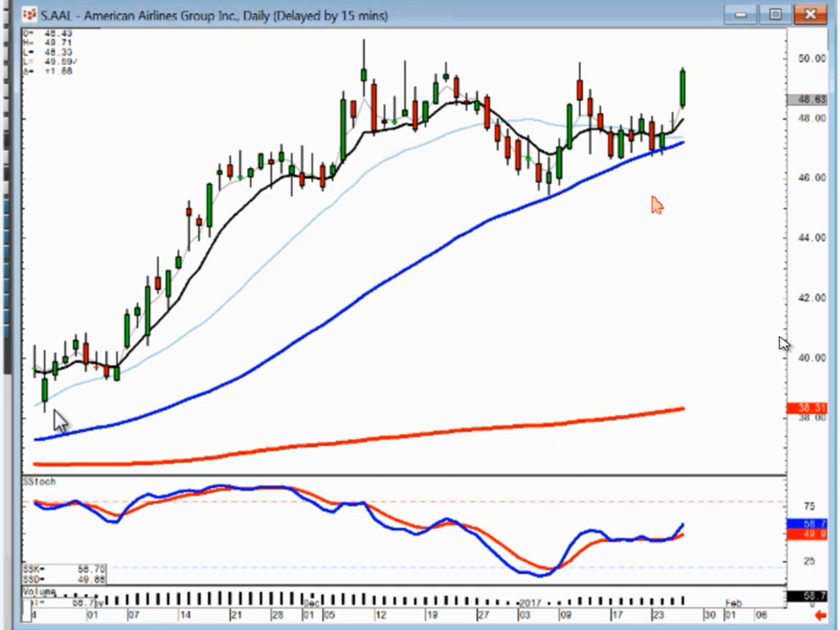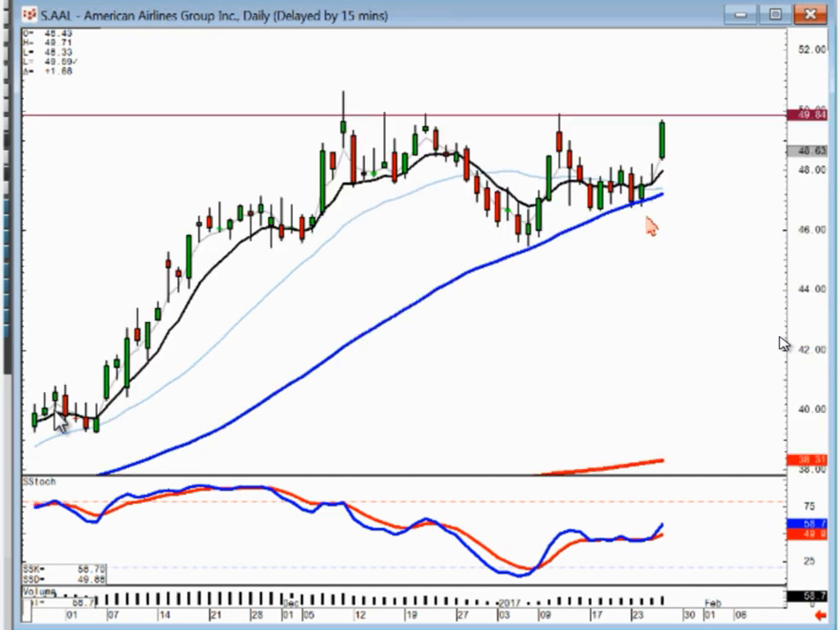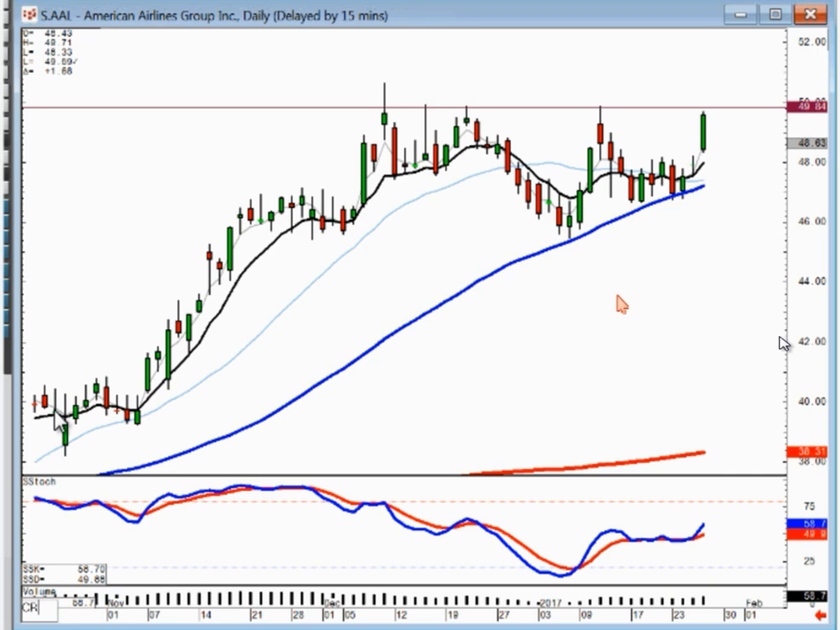American Airlines, look where you are, right there. So you've got a doji sandwich. If it opens positive tomorrow, what's it tell you about your wave count? Wave 1, wave 2, going into wave 3. So you can buy this one on positive trading tomorrow.